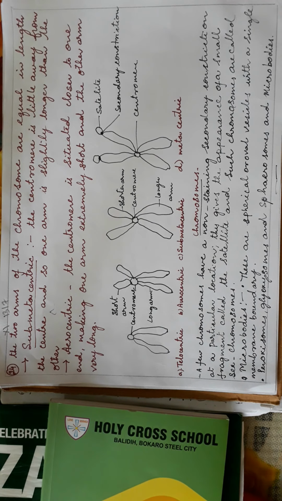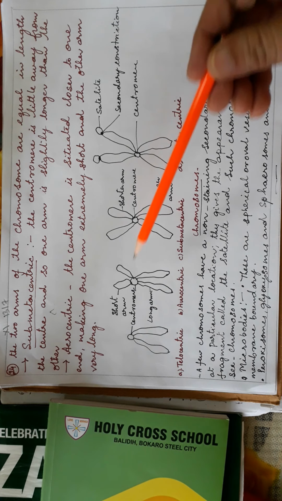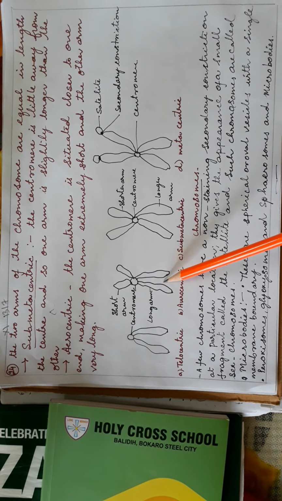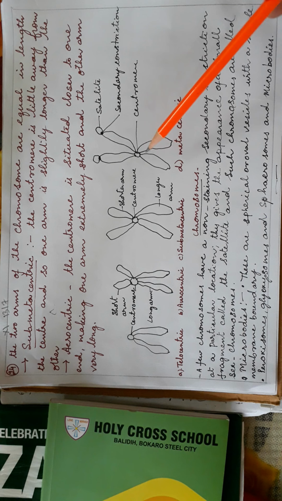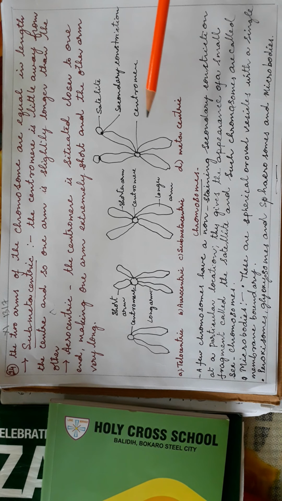So let us see these chromosome structures. I will keep here the centromere. This is one variety of chromosome, this is another variety of chromosome, different varieties of chromosomes. So the centromere will be there. Every chromosome has a primary constriction or centromere.